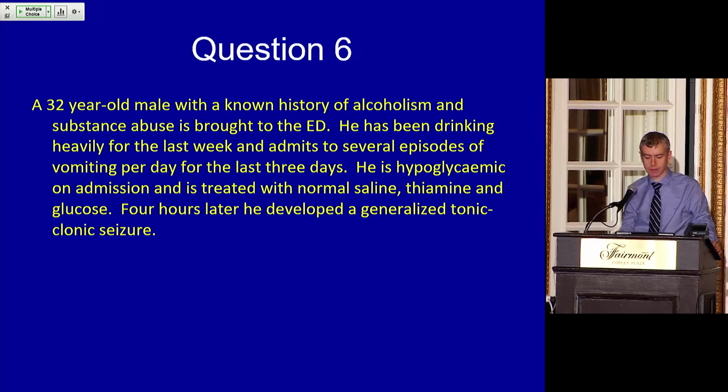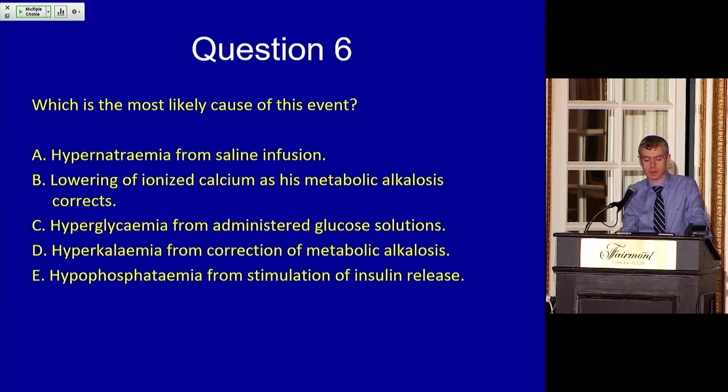So question 6: a 33-year-old male with a known history of alcoholism and substance abuse is admitted to the emergency room. He has been drinking heavily for the last week and admits to several episodes of vomiting for the last 3 days. He is hypoglycemic on admission and is treated with normal saline, thiamine, and glucose. 4 hours later, he develops a generalized tonic-clonic seizure. What is the most likely cause of this event?